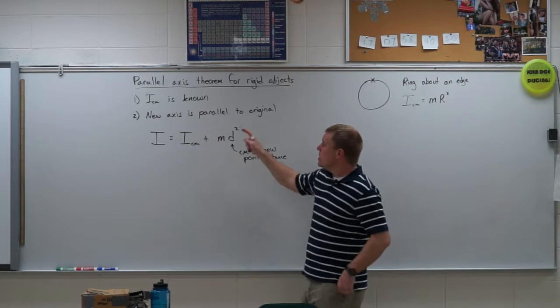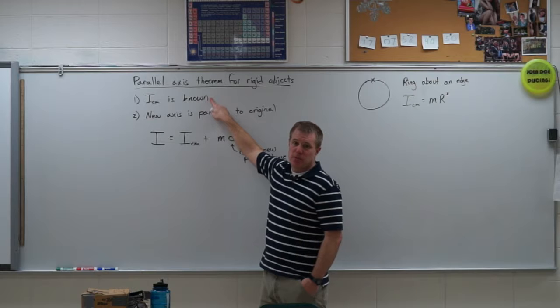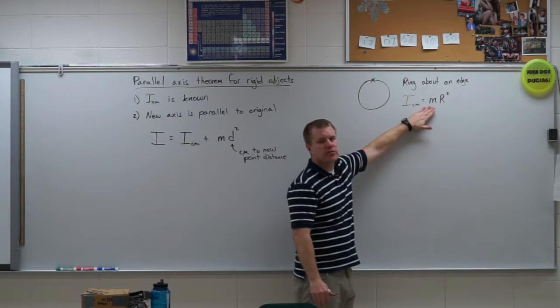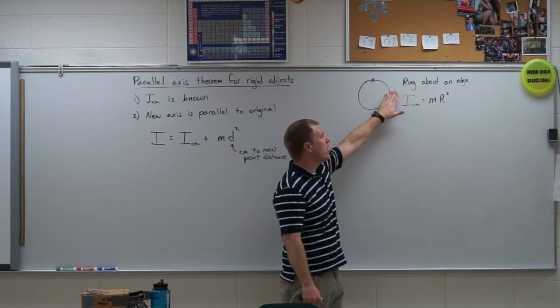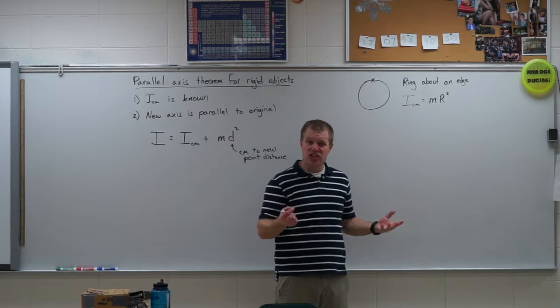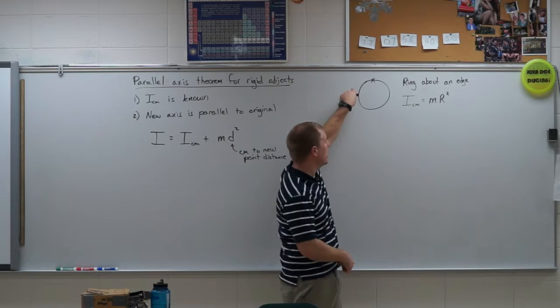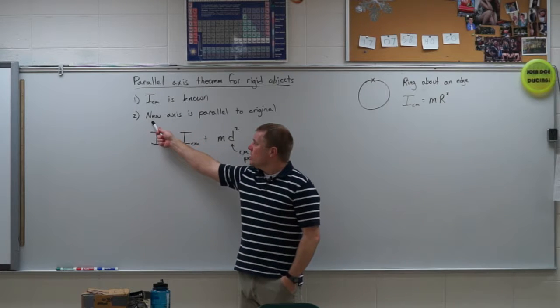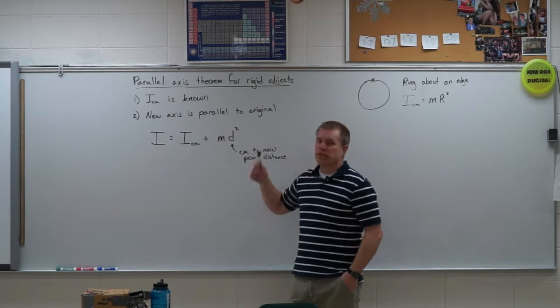So first thing you need to know is the center of mass moment of inertia. The example we're going to do today is a ring, and the center of mass moment of inertia for a ring is mr squared. And we want to figure out what is the moment of inertia of the ring about its edge. So if I hang it on a very edge corner and let it rotate around that, what's that moment of inertia?